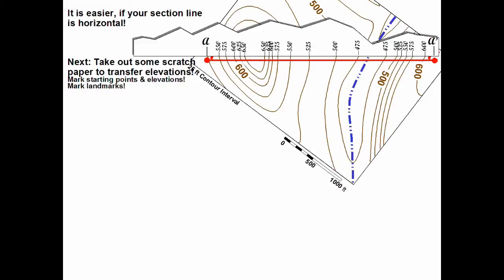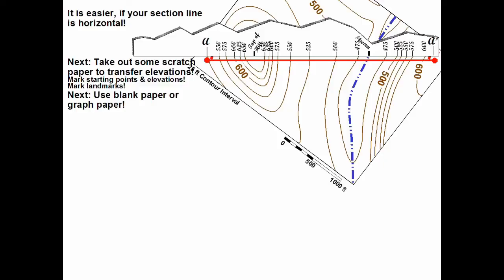Not quite done yet. There might be some landmarks that you would like to transfer also. The assumed highest part of the map or top of the hill could be marked, as well as a stream valley. And give it a little tick mark.